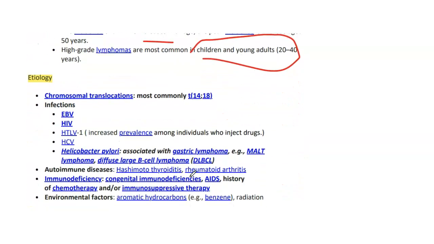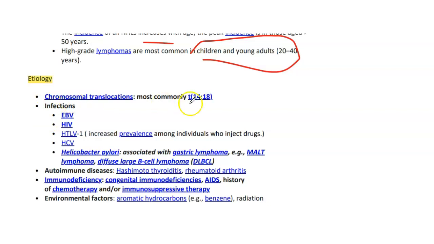Etiology: there are different types of causes, like chromosomal translocation, most commonly 14-18. Infections like EBV, HIV, HTLV, HCV, and H. pylori, associated with gastric lymphoma, for example, MALT lymphoma, mucosa-associated lymphoid tissue lymphoma, and diffuse large B cell lymphoma.